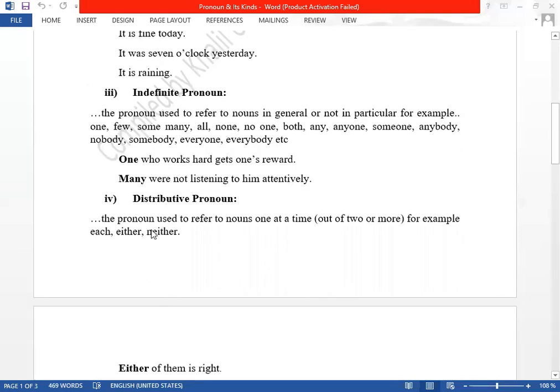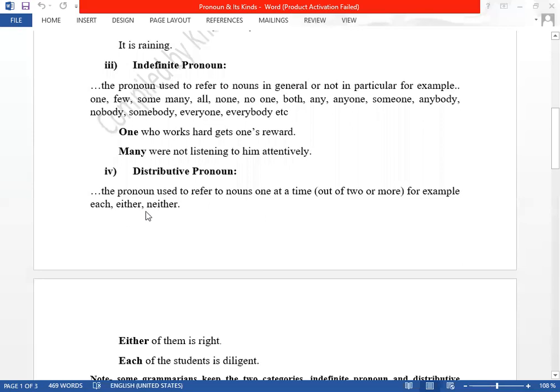Distributive pronouns means they refer to nouns one at a time. One at a time means out of two or more. For example, each, either, and neither. When we are going to talk about nouns, but one noun at a time out of two or more, they are called distributive pronouns. For example, each, either, neither.